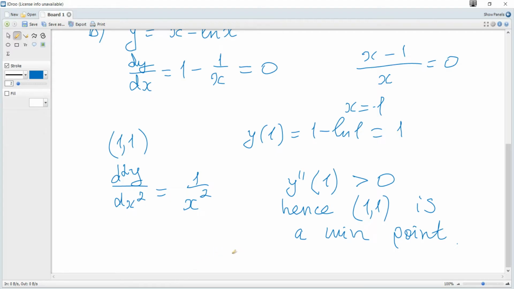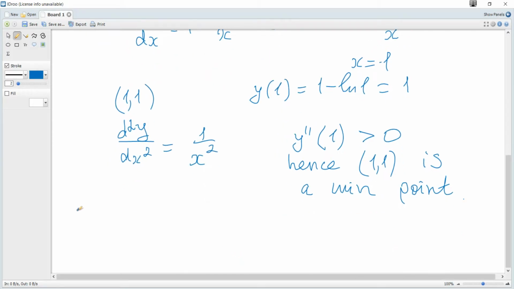Okay, next, C: hence deduce that x is greater than ln of x, 1 mark.